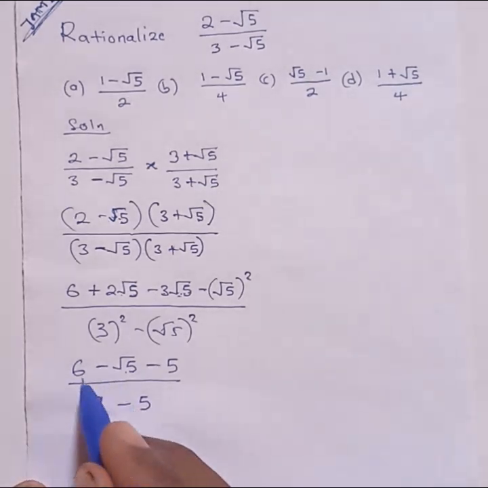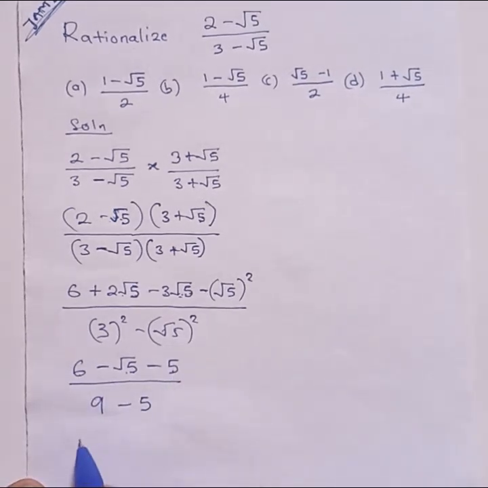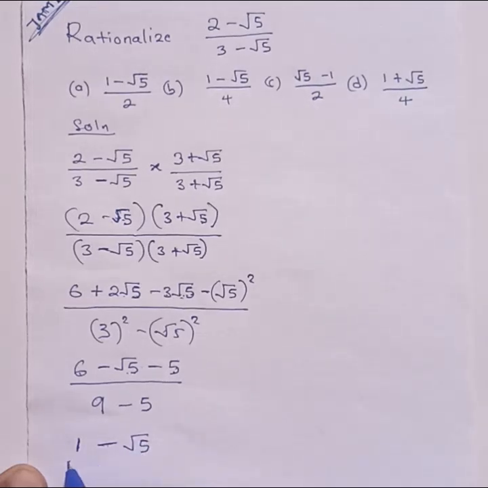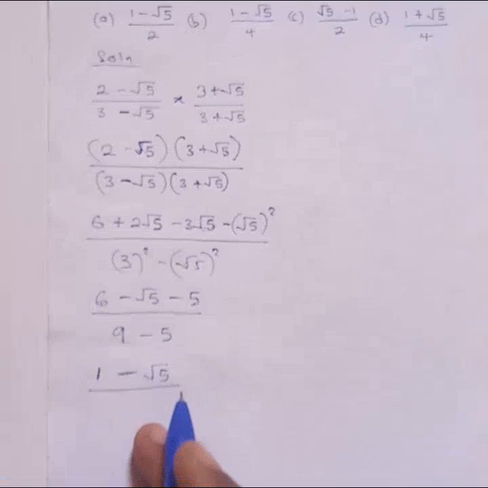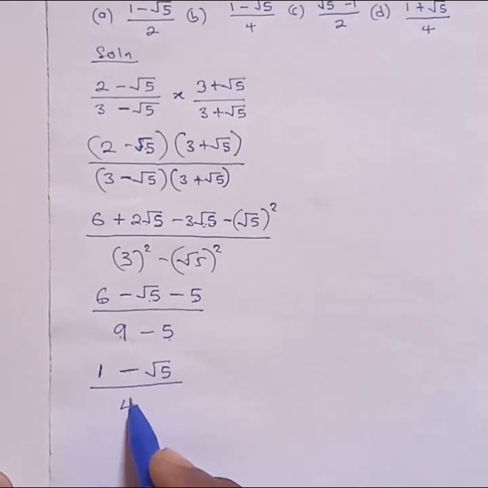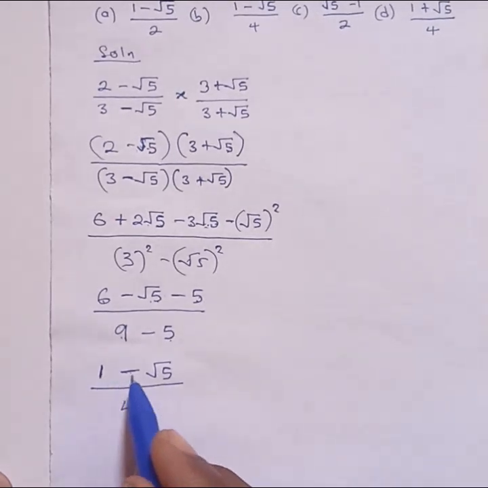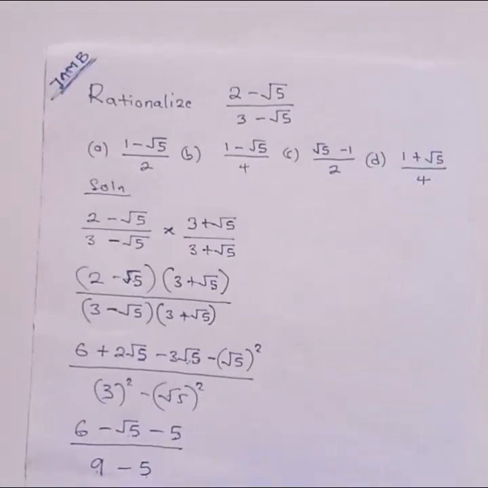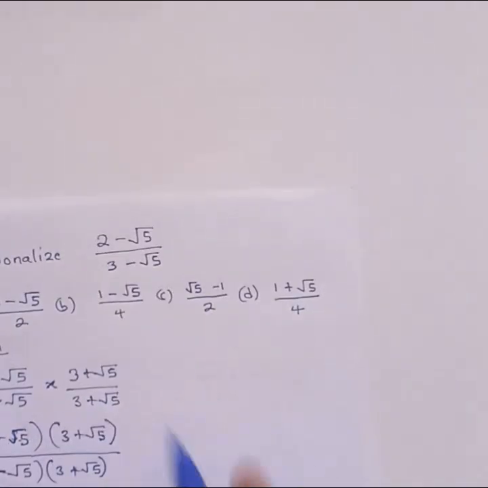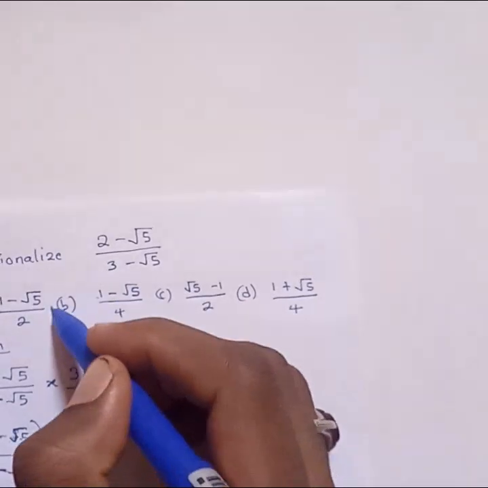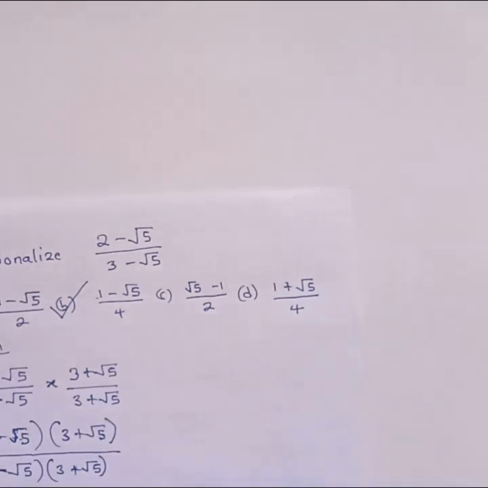So what are we saying? This is 6 minus 5, which is what? 1, minus square root of 5 all over 9 minus 5, 4. So we have 1 minus square root of 5 all over 4. That's the answer. 1 minus square root of 5 all over 4. So our answer is B.